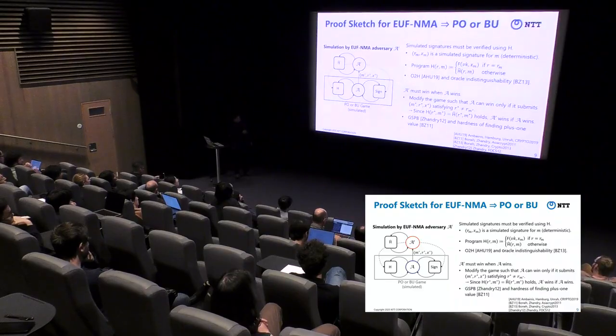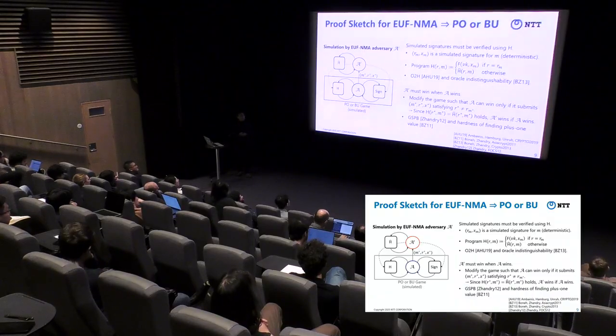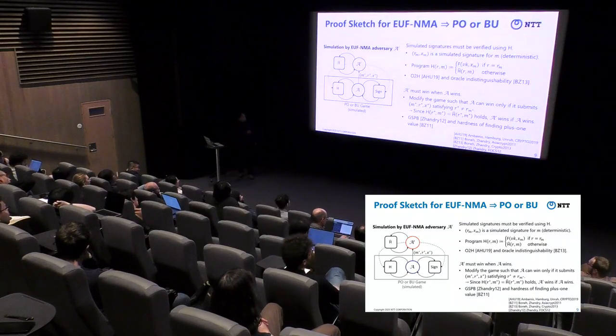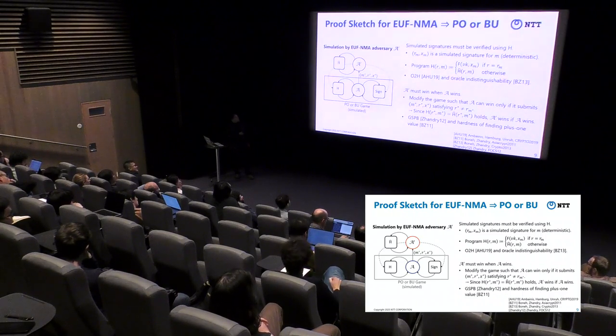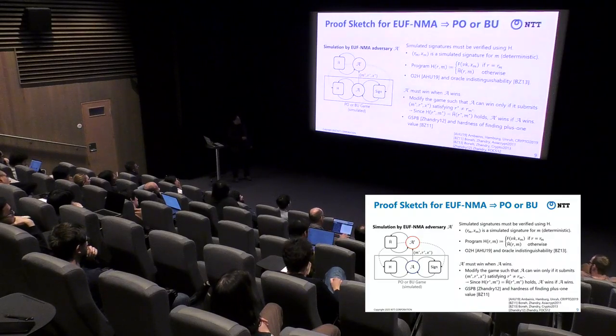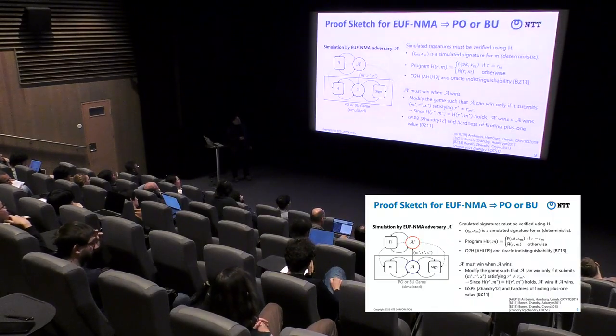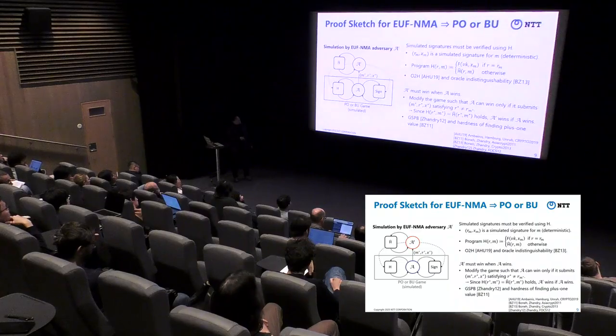And we use two techniques for this purpose. And the second condition is this. The enemy adversary must win when the PO or BO adversary wins. And to achieve this, we modify the game such that this enemy adversary can win, PO or BO adversary wins, only if he submits a message signature satisfying the salt not equal to the salt generated by this queried message.